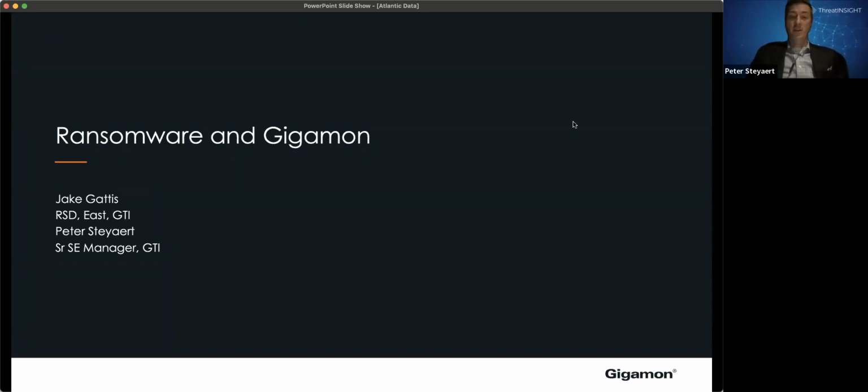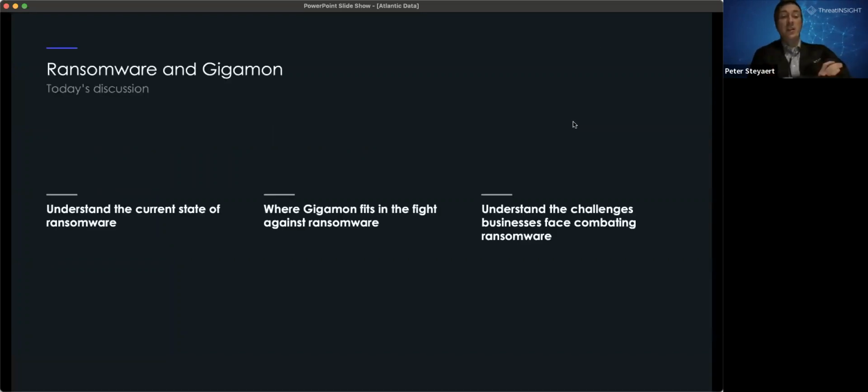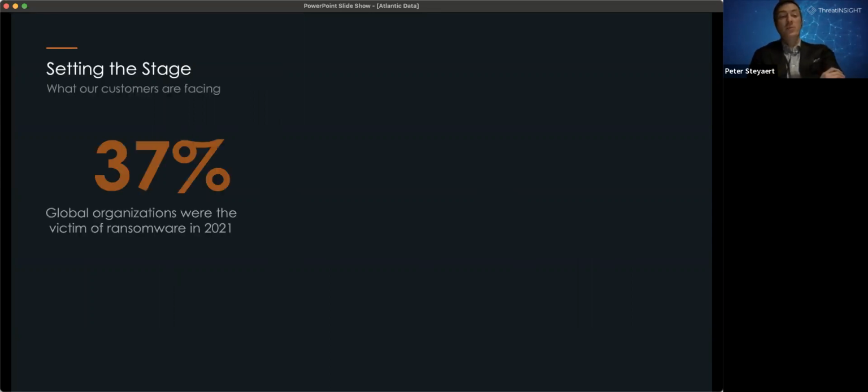As we look at Threat Insight, it's good to understand from a Gigamon perspective what the current state of ransomware is, where Gigamon fits in the fight against ransomware, and this goes not just for Threat Insight but Gigamon as a whole, and then understand the challenges businesses face combating ransomware. Overall, in 2021, 37% of all organizations globally were victims of ransomware.